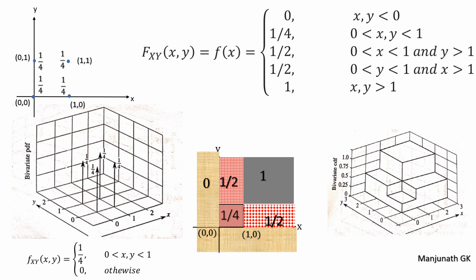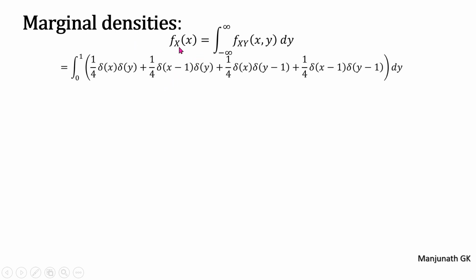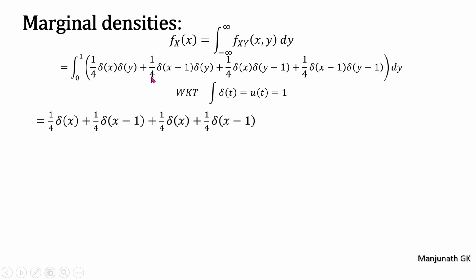So for a given bivariate PDF, we saw how to calculate the bivariate CDF and calculate the marginal densities. That is fx of x, and how to calculate this fx of x: integrating the bivariate PDF with respect to dy. Because of this, 1 by 4 and the delta of x terms will be constant, because these are integrated with respect to dy, so 1 by 4 into delta of x and 1 by 4 into delta of x minus 1 are taken outside as constants.